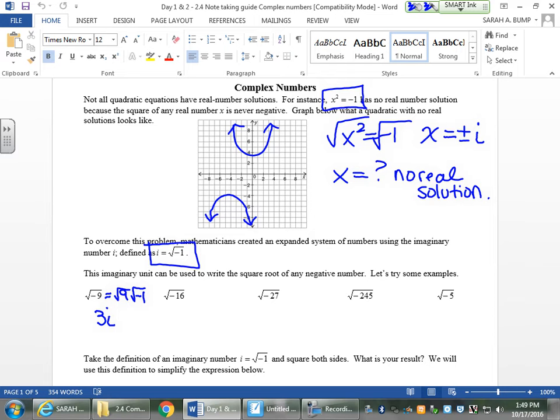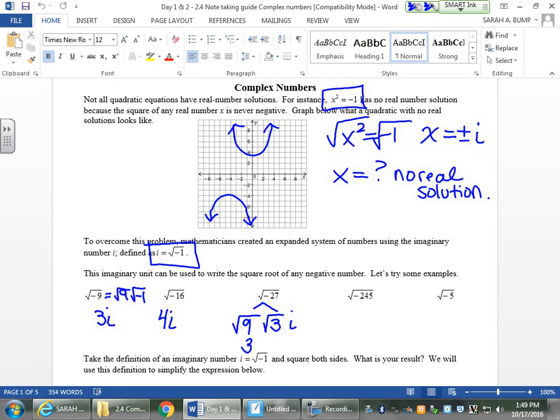16, perfect square. Square root of 16 is 4. The negative comes out as i. 27 is not a perfect square. I'm going to break this apart into radical 9 times radical 3, and the negative still comes out as i. The square root of 9 is 3. And this is the correct order you write it in. You might not have done this because it's the first time we're ever doing it.